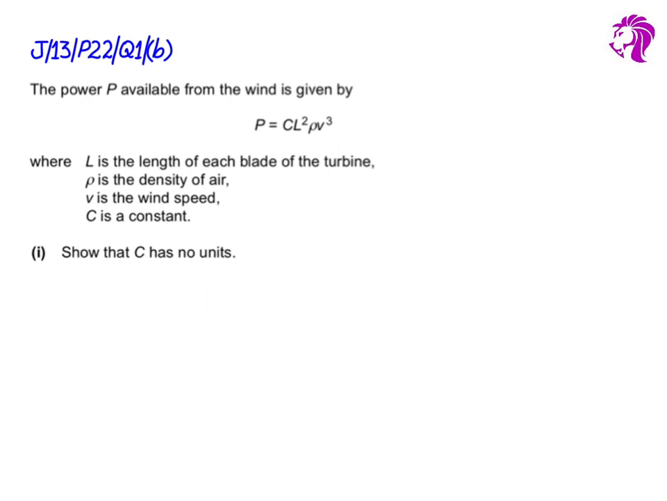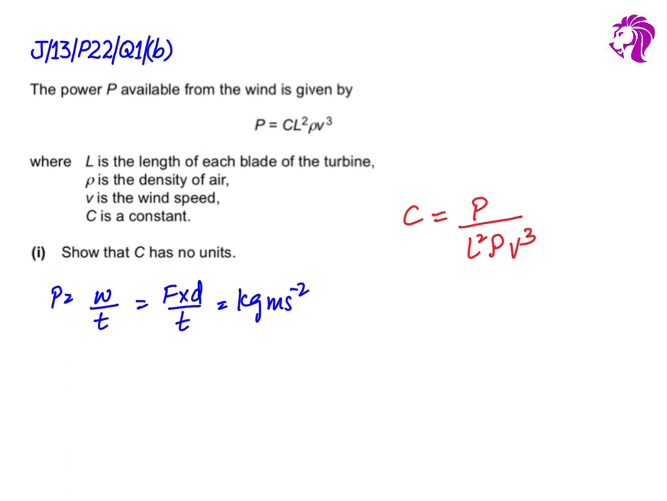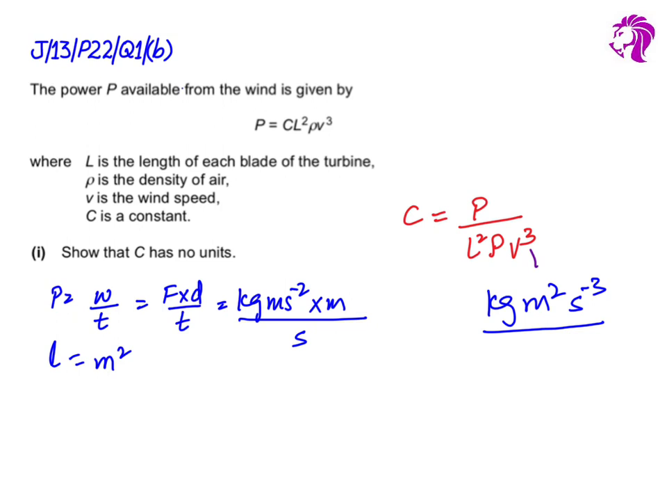In order to do that, first we'll make C the subject. So this equation comes up to be C is equal to P, power, upon L, length squared, into density into speed cubed. So we know the units of power, it's force into distance upon time, so the unit of power would be kg m2 s minus 3. This is the unit of power, so we place it here. And then we have L in meters, so L square would be meter squared, hence we keep the unit of L over here as meter square.